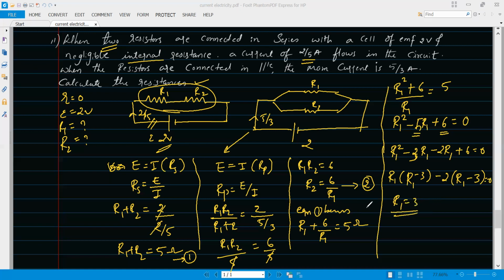If r1 is 3, once again from equation number 1, ಇದು r1 ವ್ಯಾಲ್ಯೂ ಗೊತ್ತಾಯ್ತು 3 ohm ಅಂತ. ಹಾಗಾದ್ರೆ ಅಲ್ಲೇನಿದೆ r1 plus r2 is equal to 5. ಹಾಗಾದ್ರೆ r2 is equal to, we can write 5 minus 3 which is equal to 2 ohm. That means r1 is 3 ohm, r2 is 2 ohm. ಅಥವಾ ನೀವು r1 ಅನ್ನ 2 ಅಂತ ಹೇಳ್ಬೋದು, r2 ನ 3 ಅಂತಾನೂ ಹೇಳ್ಬೋದು, doesn't matter.